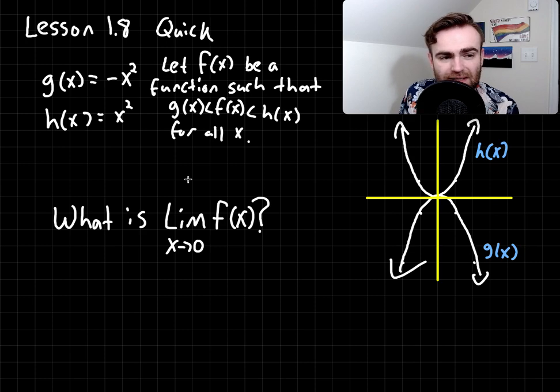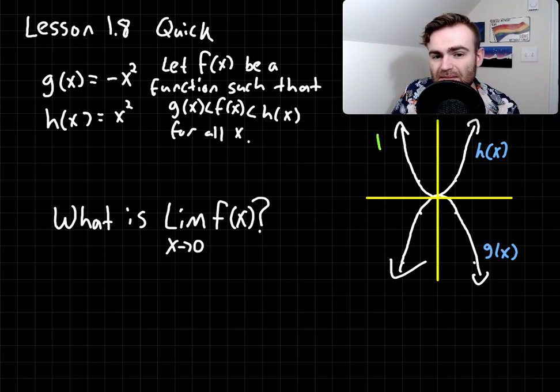We have g of x that is defined as negative x squared, h of x which is defined as x squared, and f of x is defined such that it is always greater than g of x, but always less than h of x for every possible input. So what I've done is I've taken liberty of graphing these two things so we can kind of see what's going on. So our function is in between these functions for all x.